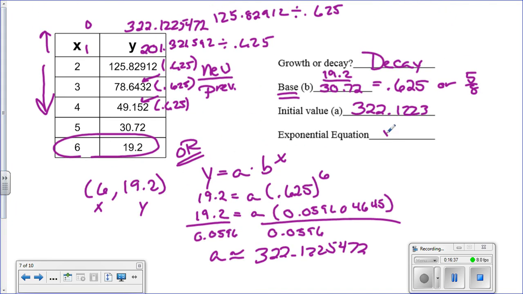Okay, so my final answer is y is equal to 322.11, nope, sorry, let me actually write this correctly, 1, 2, 3, and I've got an extra 2 up here. I shouldn't have an extra 2 up here, times 0.625 to the x power. Oof, that was the hardest one.